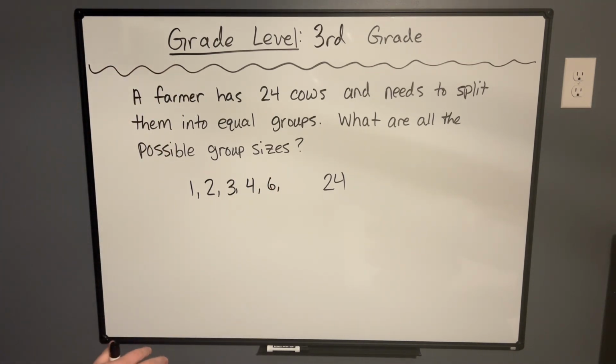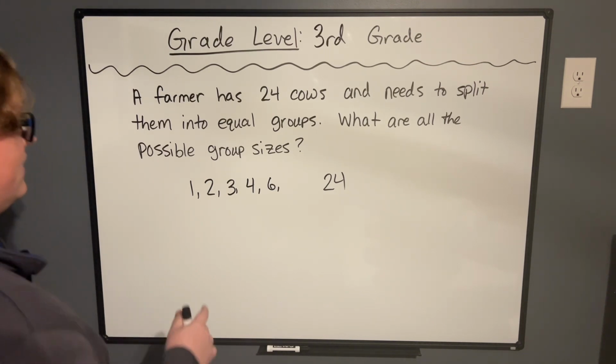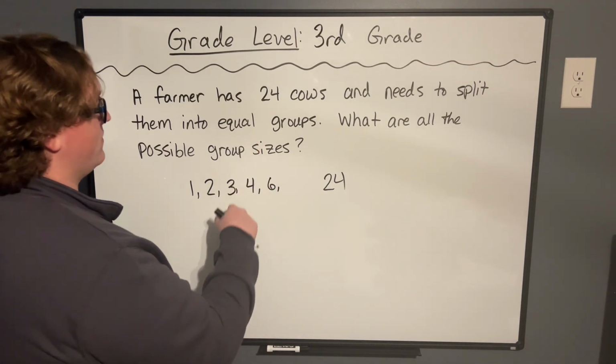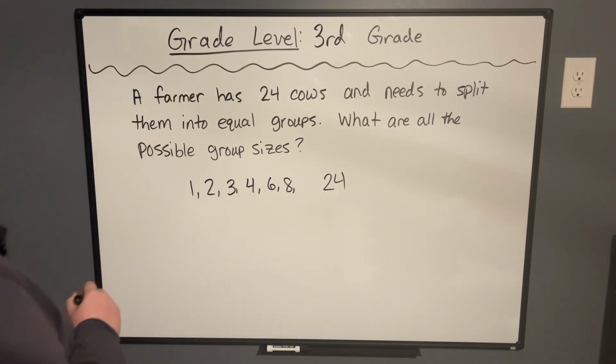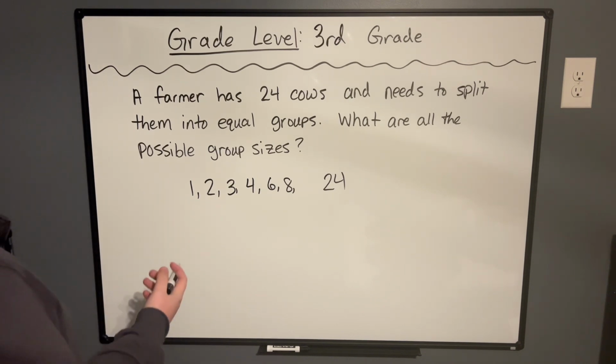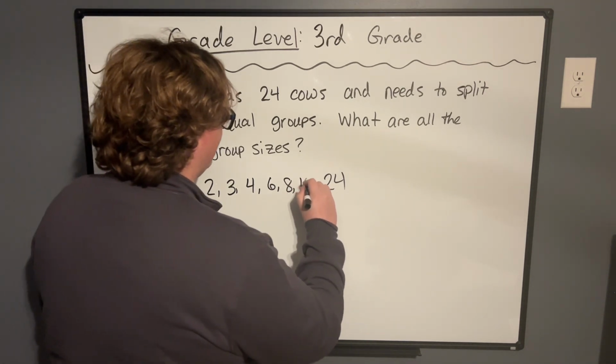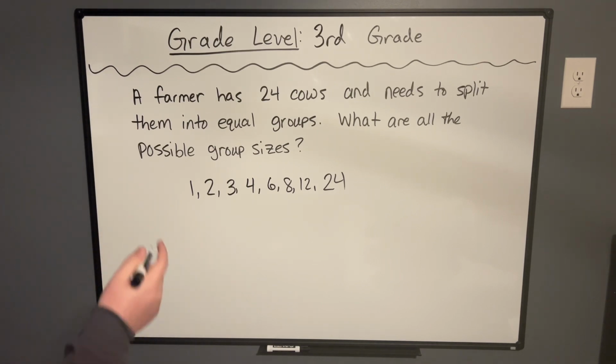And we can't do 7, but we can also do 8, right? Because 24 divided by 8 is 3. So 8 works as well. And then the last one, you can try every number, but the last one that will work is actually going to be 12, right? Because if I divide 24 by 12, I get 2, right?